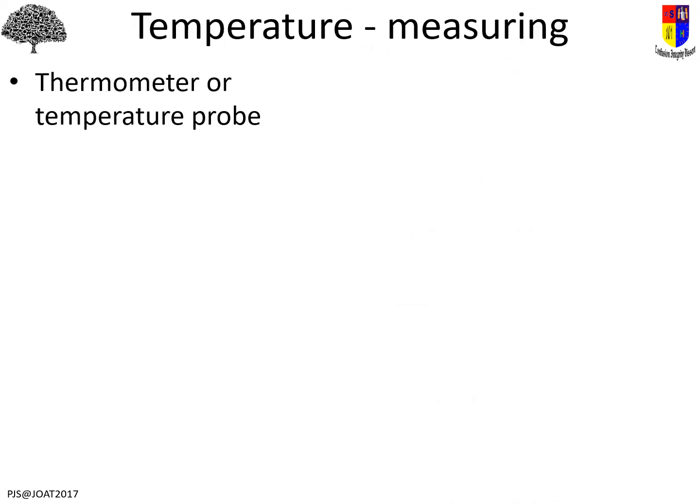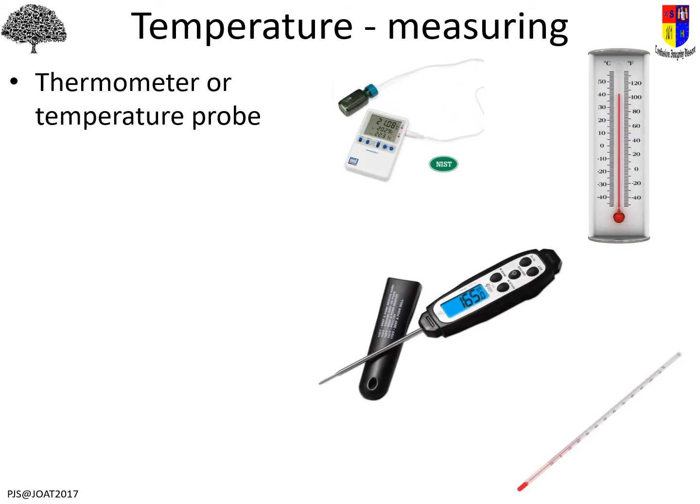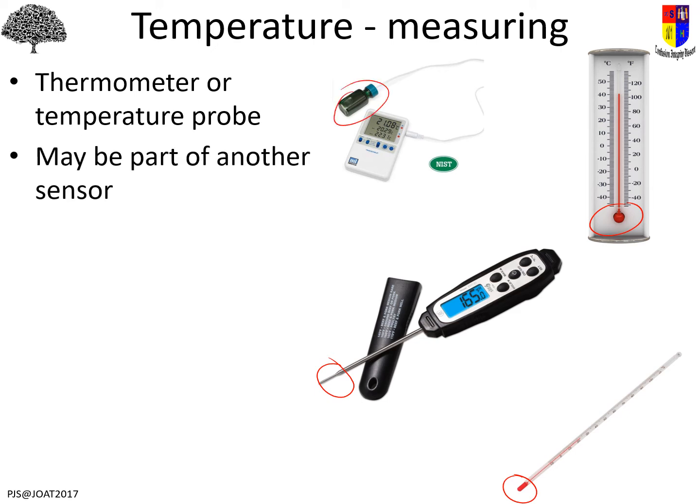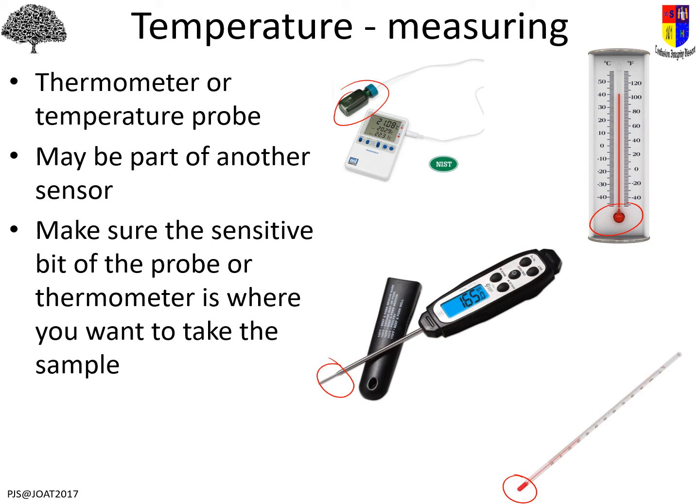So temperature, we're going to use just a thermometer or a probe. Not a particularly complicated thing. Basically we've got something at the end which we're going to place wherever we need it to be. This is the bit that's actually doing the measurement. This one is in here, so it could be part of another sensor. That's quite common. This one looks quite complicated, it's always got extra information in there. So all you've got to do is make sure that the bit that is doing the sensing is where you want to take the sample.